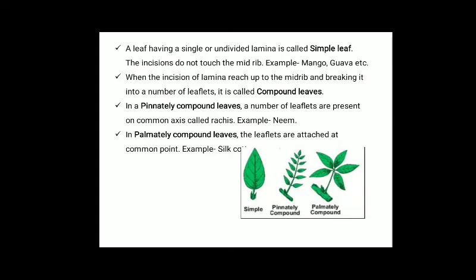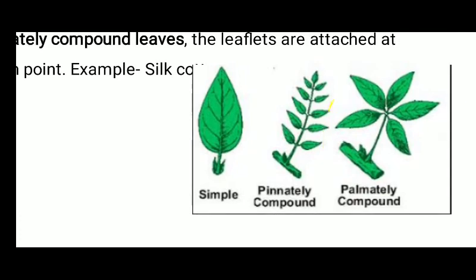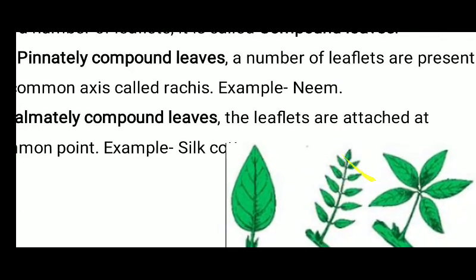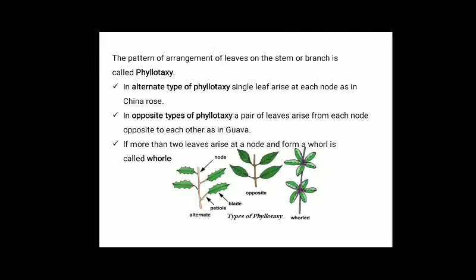In compound leaves, there are two categories: pinnately and palmately compound leaves. In a pinnately compound leaf, a number of leaflets are present on a common axis called the rachis. Example, neem. In this picture, we observe the pinnately compound leaf. Then we move on to the palmately compound leaf. The leaflets are attached to a common point. Example, silk cotton. In this structure, we observe the palmately compound leaf.